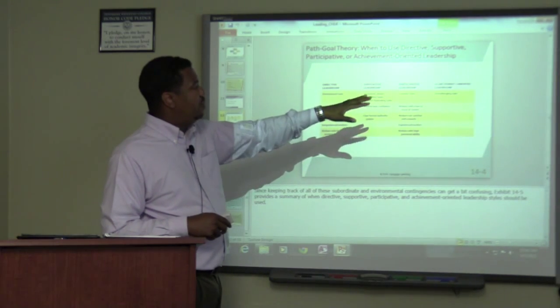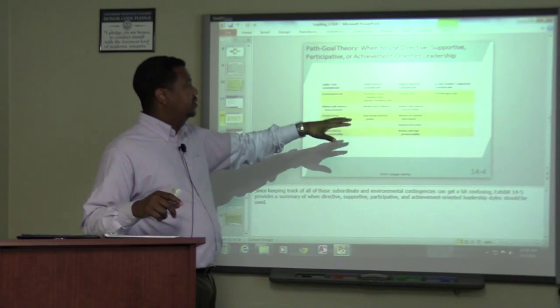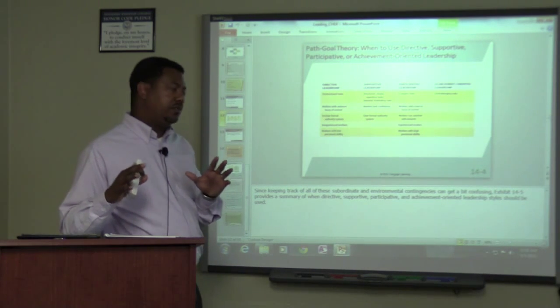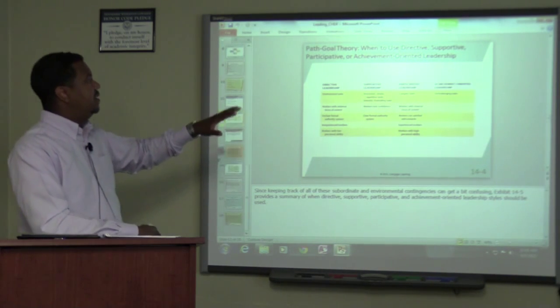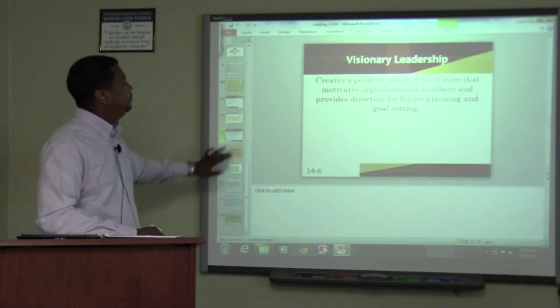And then achievement-oriented leadership, where you have unchallenging tasks. So we have to make sure we identify these clear tasks for those individuals to move forward. So this is a good way to think about these different leadership styles underneath path-goal theory.